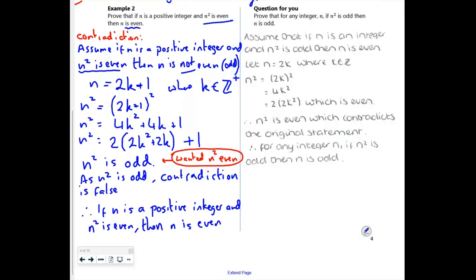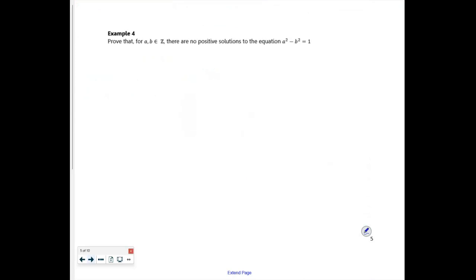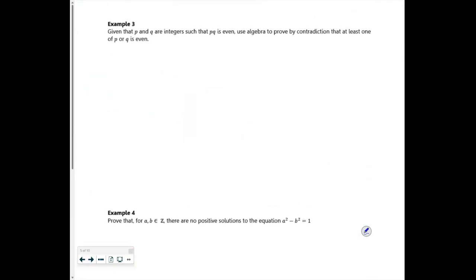There, same idea. I think we've got a couple more, and then we finish this lesson. Right, then, so let's have a look at example 4, but I think there's an example 3. There is. Right, so it says, given that P and Q are integers, such that PQ is even, use algebra to prove by contradiction that at least one of P or Q is even. So P and Q are integers such that PQ is even. Use algebra to prove by contradiction that at least one of P or Q is even.